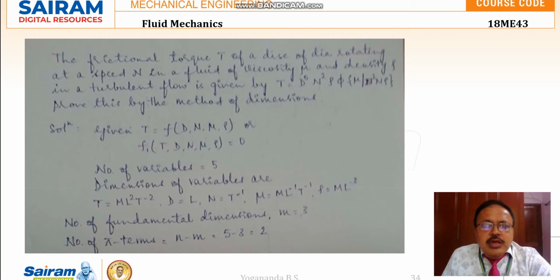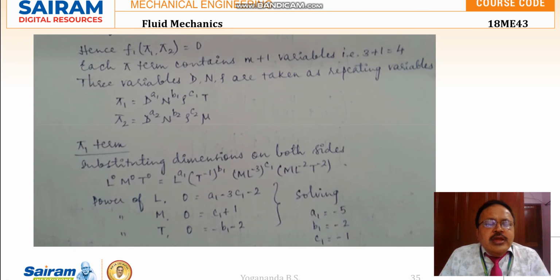Mu, that is viscosity, has the dimensions M L to the power of minus 1, T to the power of minus 1. Then density rho is M L to the power of minus 3. Number of fundamental dimensions are L, M and T, so m is equal to 3 primary dimensions. So number of pi terms to be used in the problem is n minus m, where n is the number of variables and m is the number of fundamental dimensions used. So 5 minus 3, that is 2. So there will be only 2 pi terms in the problem.